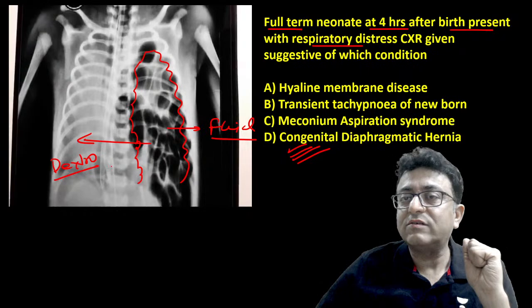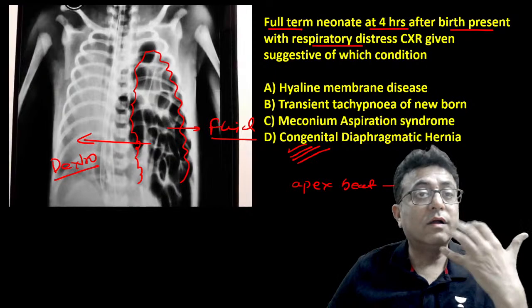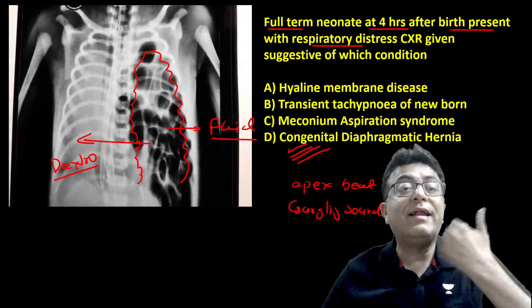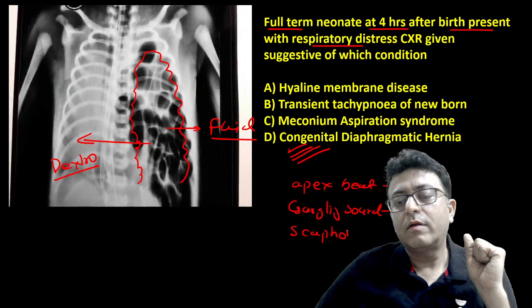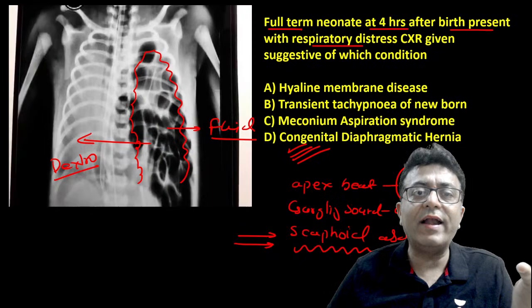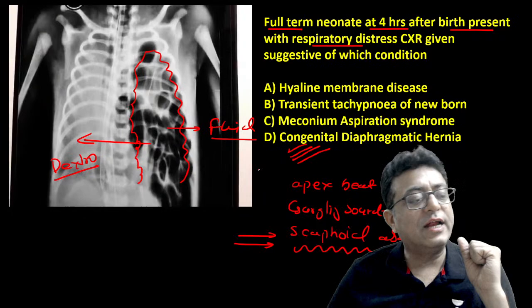Features are apex beat shifted to right side. Gurgling sound over chest. And when intestine comes into the thoracic cavity, you have scaphoid abdomen. These are the findings. X-ray shows air level in the thoracic cavity. Heart shifted to right side, dextro position of the heart. This is the classical X-ray of congenital diaphragmatic hernia.